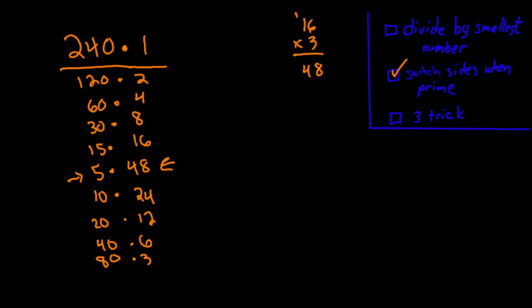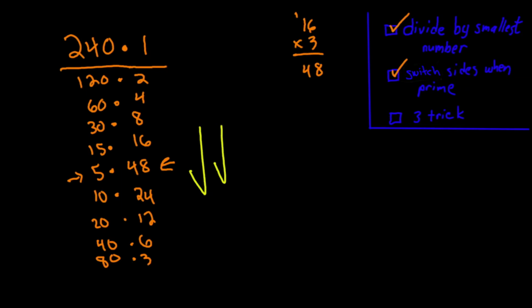3 is prime, so we're going to switch, and we had definitely been dividing by the smallest number. We're going to switch over to the 80, divide by 2. You're going to get 40 like from the previous steps. So guess what? You are done. These are every single factor. These are all the factors of 240.